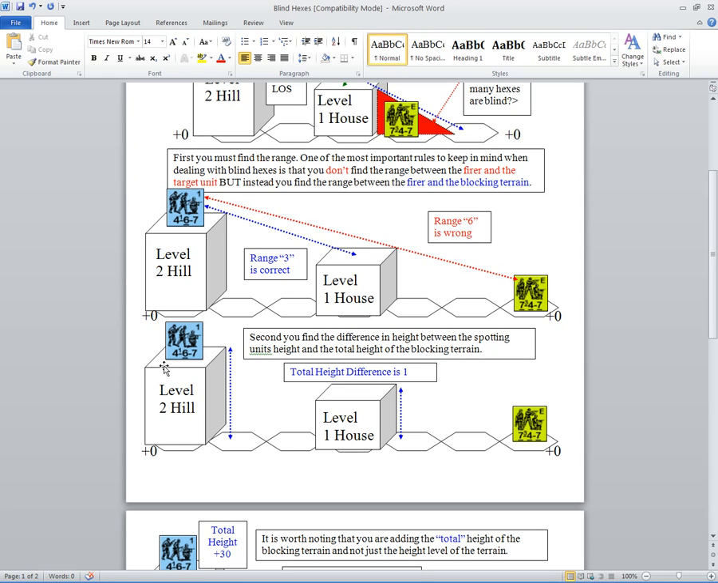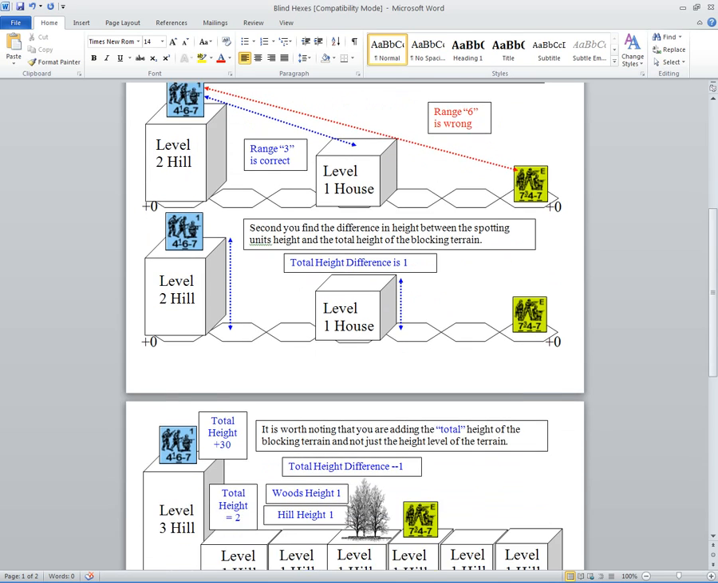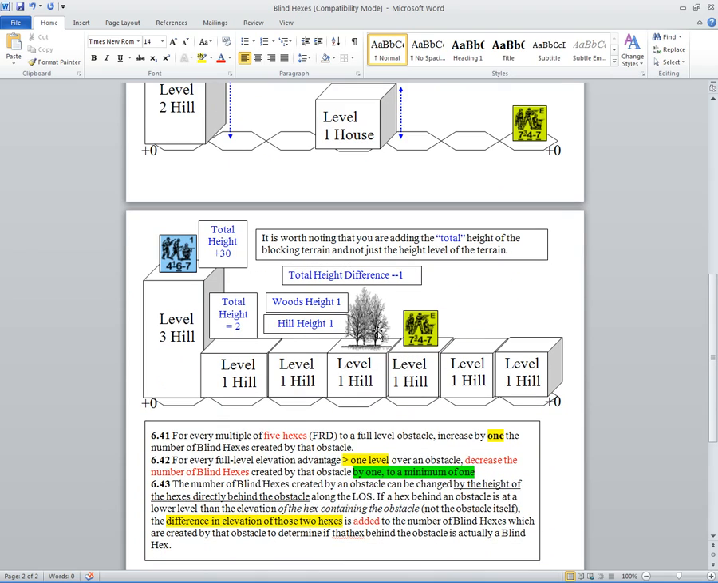So in this case, our squad is up at level 2 hill. We have a level 1 house. This is at level 2. The house is level 1. The height differential is 1. So we have a range of 3. We have our height of 1. It is worth noting that when you're totaling the height, you're going to add in the total height of the blocking terrain and not just the height of the level of the terrain.